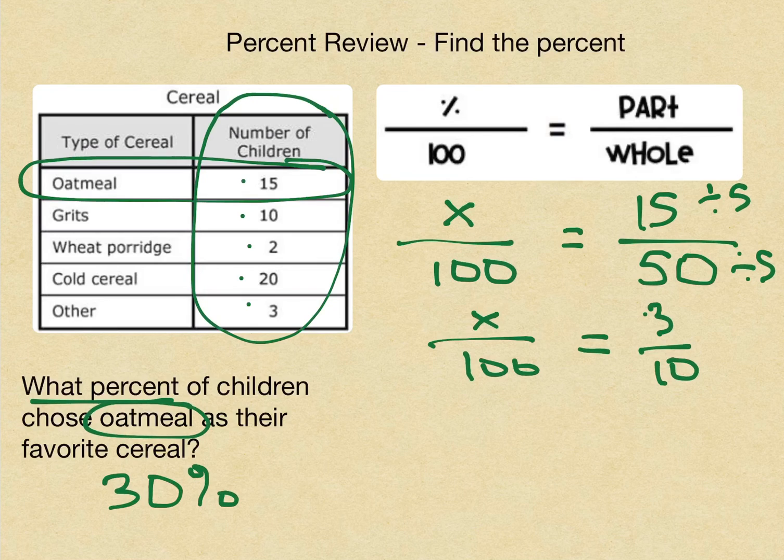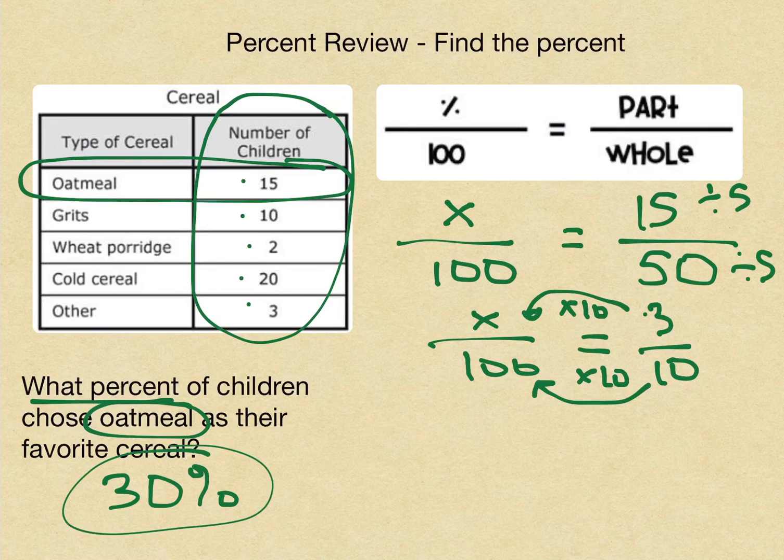Now, when you simplify it, you have smaller numbers, so sometimes it's easier to work with. Now, you can do the same thing we did first, where we look for the relationship here. You could do that. 10 times 10 is 100, and 3 times 10 is 30. 30%, the answer we already got.